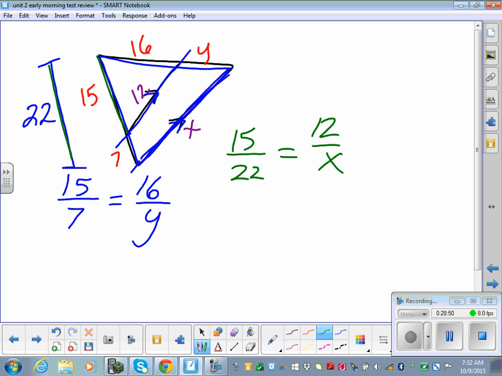Okay, let me say it again. We have this small triangle and the large triangle, and they're similar, right? So we have to set up a ratio to find the bottom one because the ratios don't work like 15 over 7 is equal to 16 over y for similar triangles. For similar triangles, we set up ratios of corresponding sides, right? So 15 corresponds to the full length, so 15 over 22 will be equal to, this is the bottom half of our small triangle, so 12 over x. Is that better? Okay.